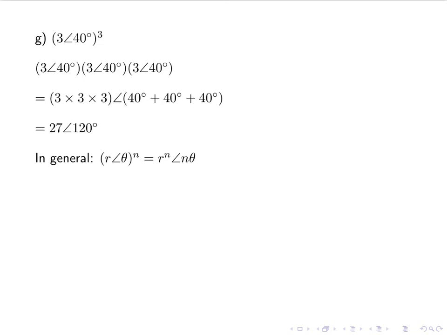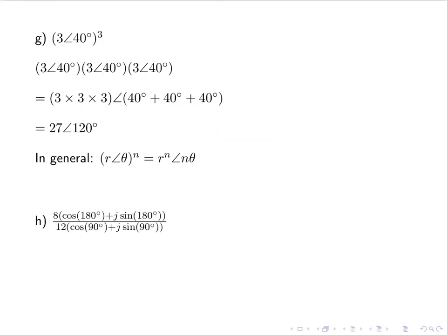And if I want to look at that in general, I'm taking the r and I'm raising it to the n, the given power, and I'm taking the angle and I'm multiplying it. Because 3 times 3 times 3 is 3 cubed, and 40 times 40 times 40 is 40 times 3. Okay, so if I have a polar form being raised to a power, I'm going to raise the r to that power, and I'm going to multiply the angle by that number.